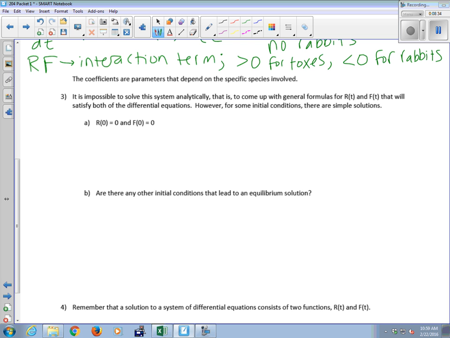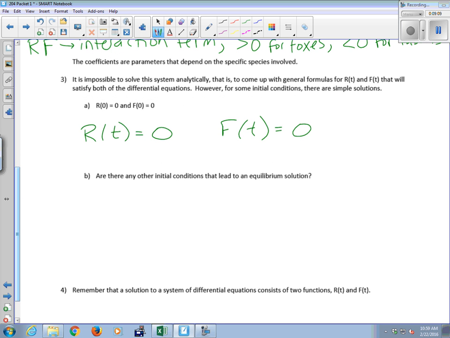So if R of 0 and F of 0 are both 0, if at time 0 there are no rabbits and no foxes, what do you predict is going to happen to their populations over time? They're always just going to stay 0, right? So in this case, R of t is always 0, and F of t is always 0. You've got to start with something in order for the model to create growth or decay. So if you start with no rabbits and no foxes, there will always be no rabbits and no foxes. This is an equilibrium solution, right?